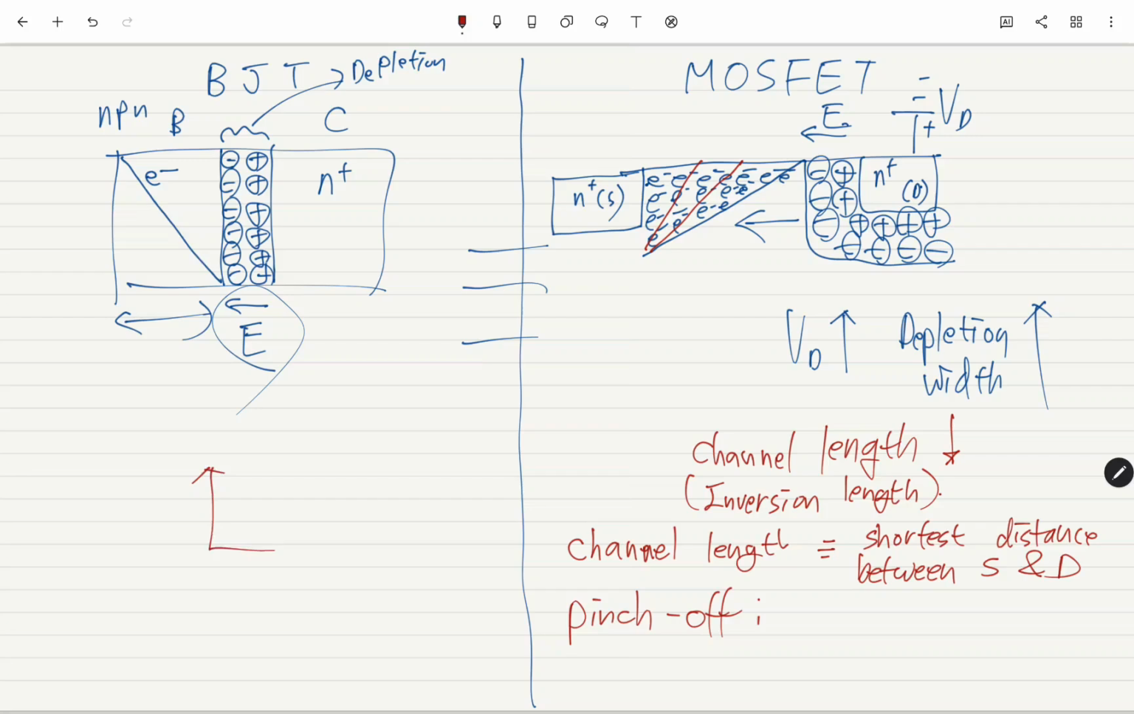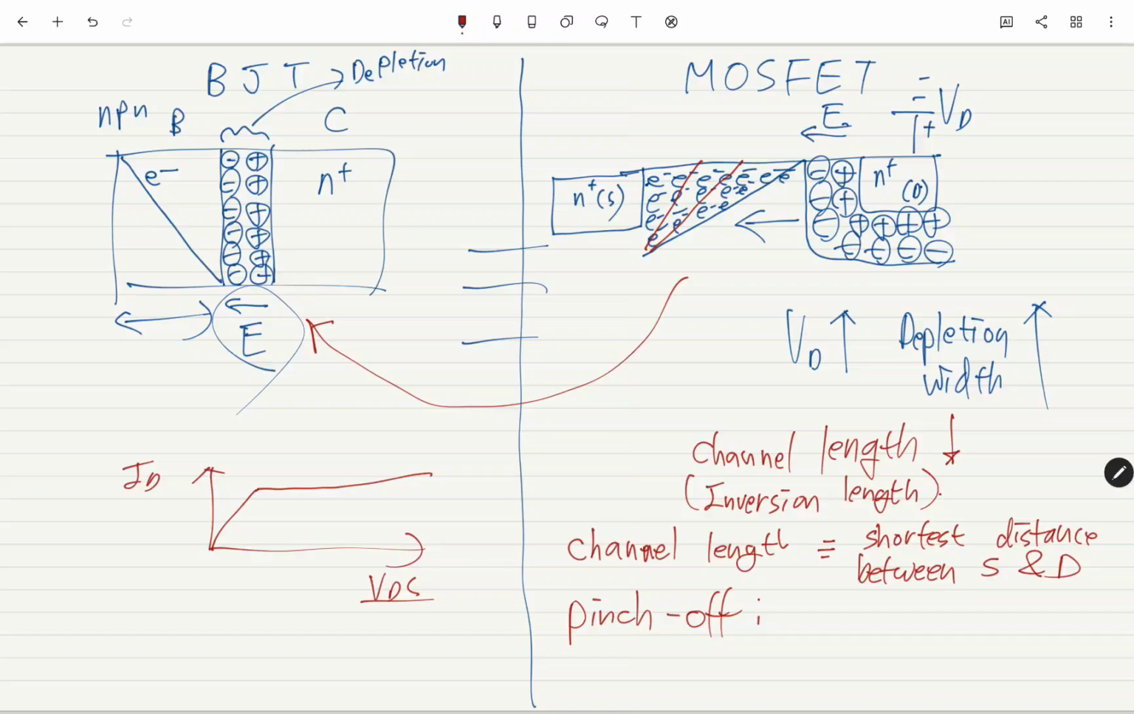Then, do you guys expect ID versus VDS becomes something like this? Stays the same with increase in VDS? What is happening? The current increases slightly. Okay? This is exactly the same as this principle in BJT. In BJT, what do we say? With increase in VCE, the current increases slightly. What do we say? Early effect, right?